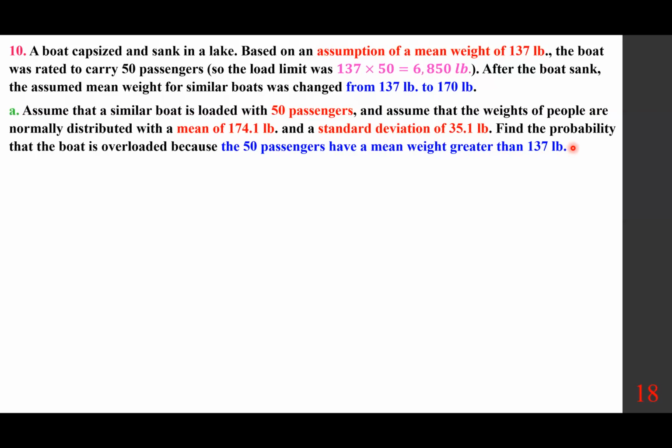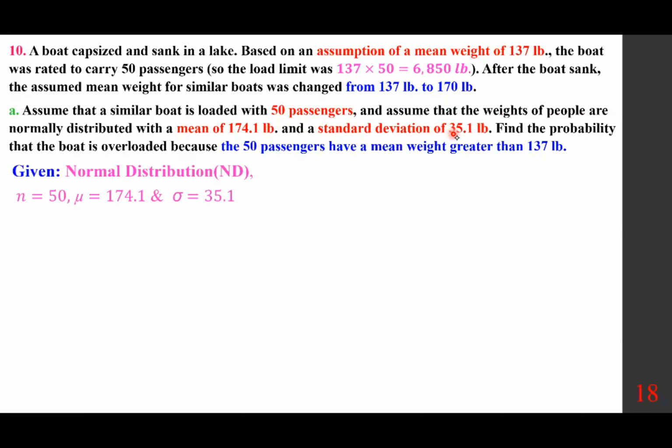So as we read this question again, it's a word problem. Let's quickly figure out what is given. It's a normal distribution. N is 50. The mean, or in this case, mu, is 174.1. Standard deviation, or sigma. It is extremely important to write the proper symbols. Greek letters represent the population.